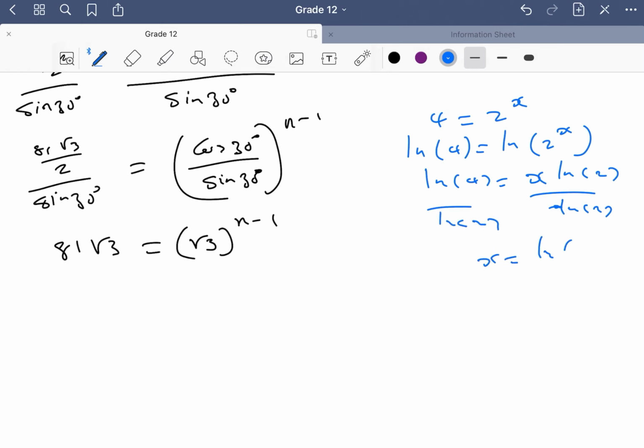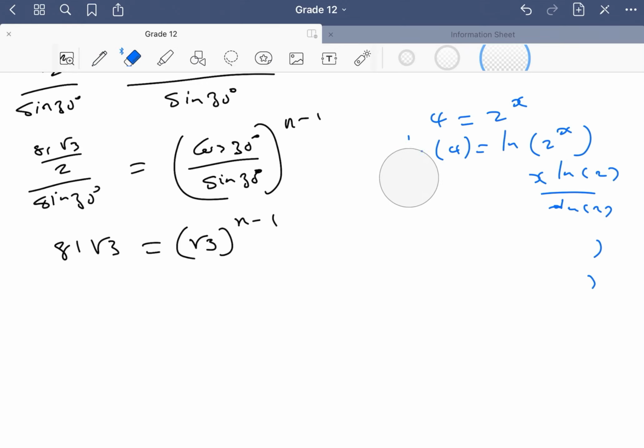x is equal to natural log of 4 over natural log of 2. Easy peasy. And that's your answer. You can punch this in your calculator, natural log of 4 divided by natural log of 2. You should get your answer is 2. That's your answer. Okay.